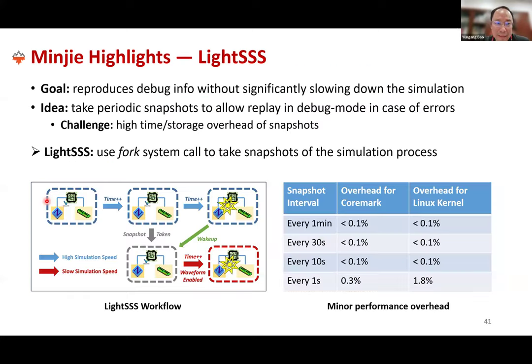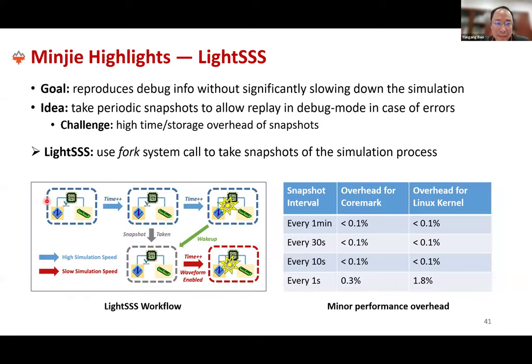Here is another tool in the Minjie platform. This is what we call LightSSS. The goal of LightSSS is to reproduce debug information without significantly slowing down the simulation. The idea here is also simple: take periodic snapshots to allow replay in debug mode in case of error. But the challenge is the high time cost and storage overhead of snapshots.